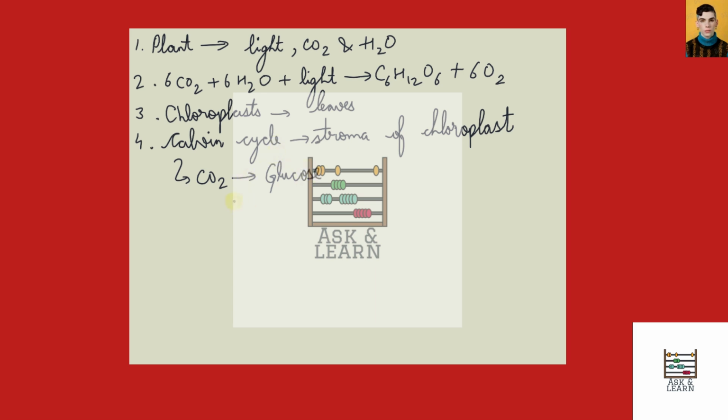The Calvin cycle can be divided into three stages: carbon fixation, reduction, and regeneration.